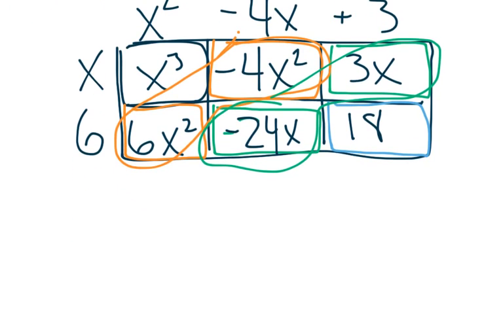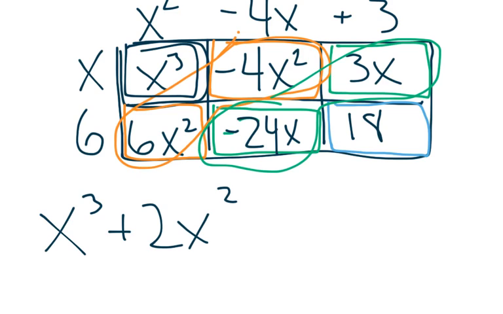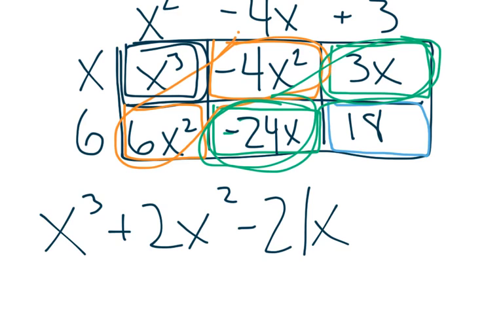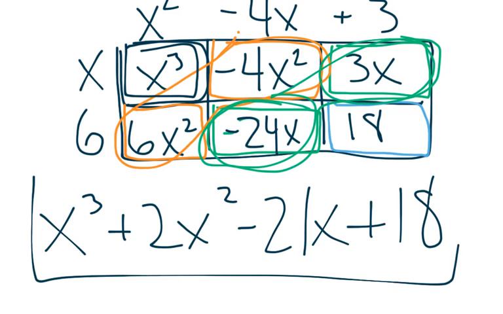We're going to start off with the first box, which is x to the third. Then we're going to put in the yellow terms. So 6x squared minus 4x squared, that is 2x squared. Then we have negative 24x plus 3x, the green ones, and that is negative 21x. And then finally we have the blue box, which is plus 18. And this is your final answer.